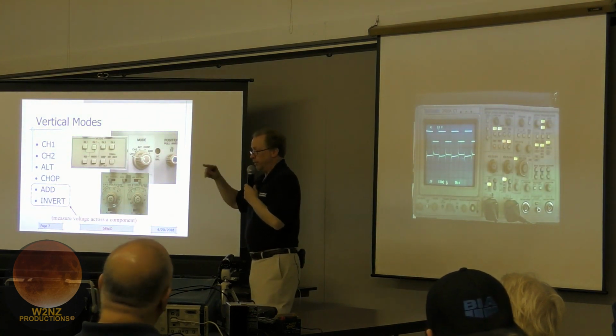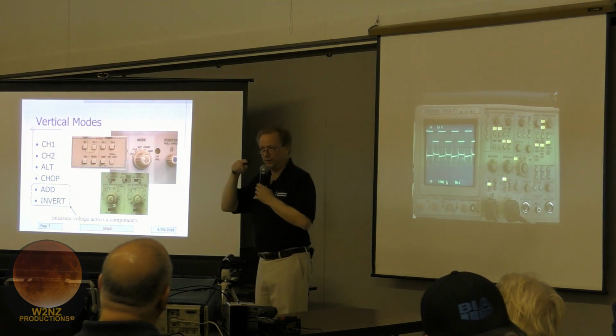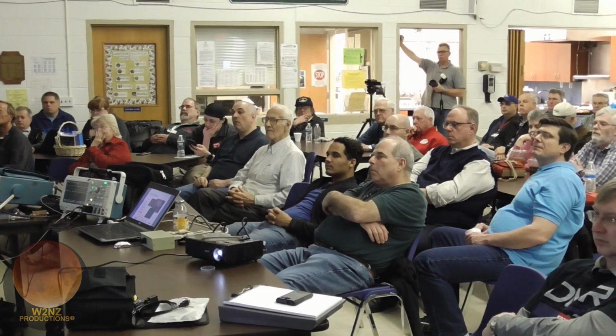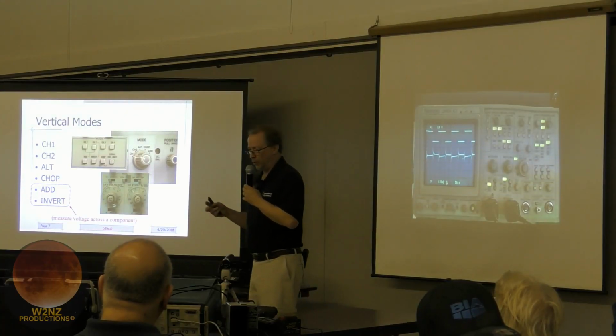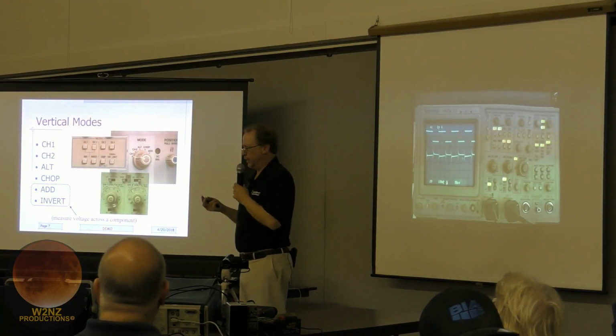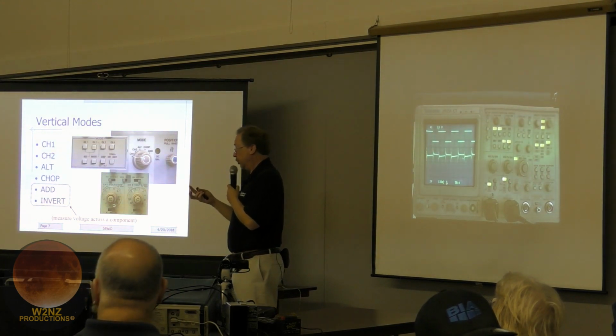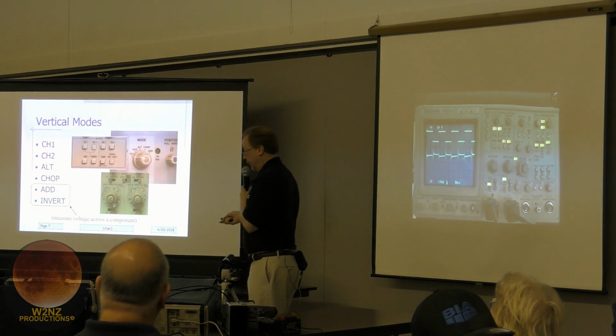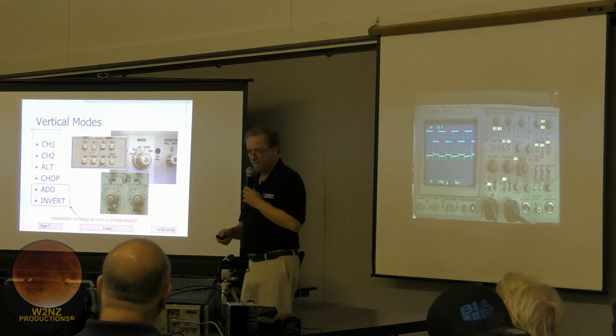You could invert one channel and then add them. So we're adding channel 1 to the inverse of channel 2, which is the same thing as doing channel 1 minus channel 2. And that's why you've got these add and invert controls, okay? To make a differential measurement across a component or something like that in a circuit. Some of the more modern scopes have got differential probes available to do that right with the probe. But in most cases, this is the way we did it in the old days. Okay?